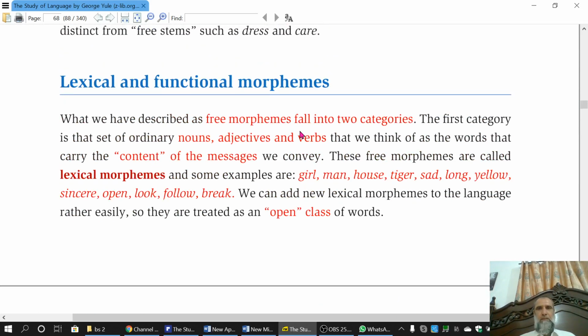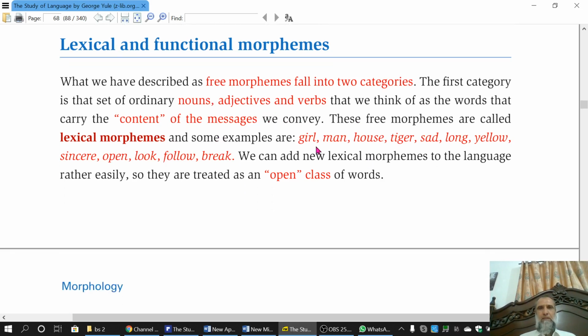What we have described as free morphemes fall into two categories. The first category is that set of ordinary nouns, adjectives and verbs that we think of as the words that carry the content of the messages we convey. These free morphemes are called lexical morphemes. And some examples are girl, man, house, tiger, sad, long, yellow, sincere, open, look, follow and break.